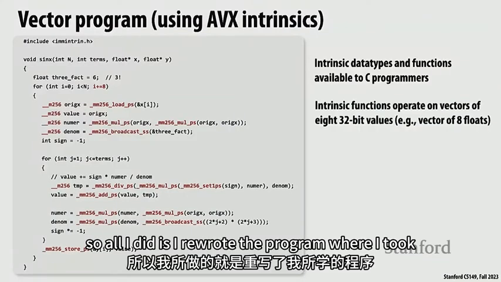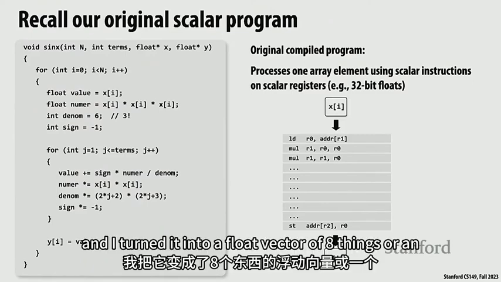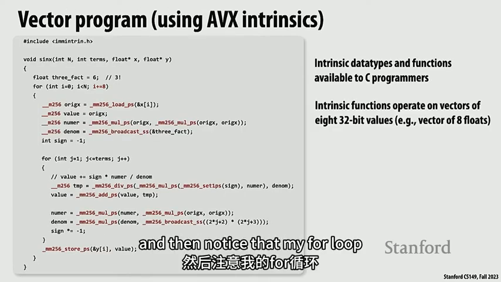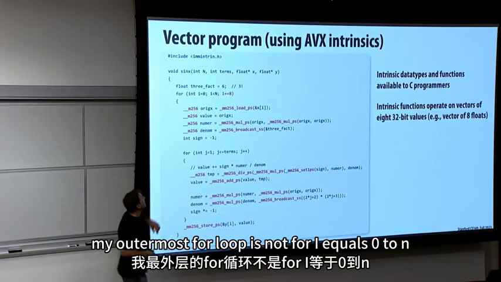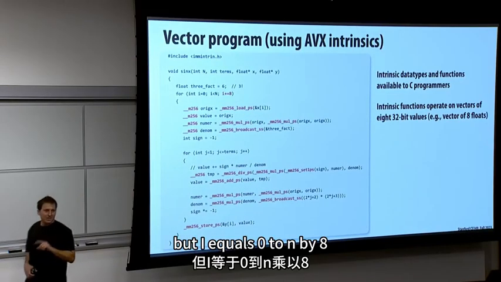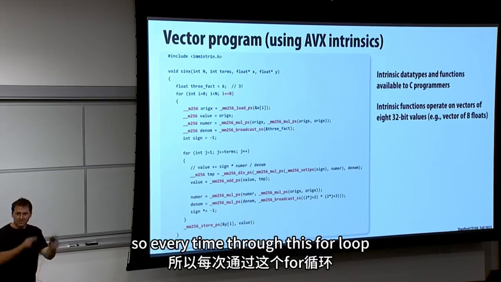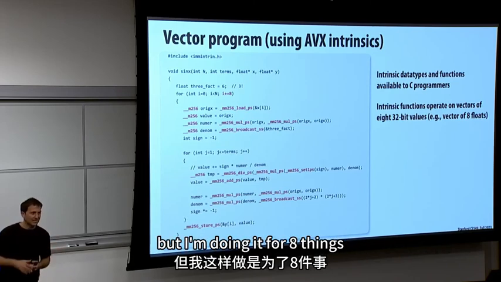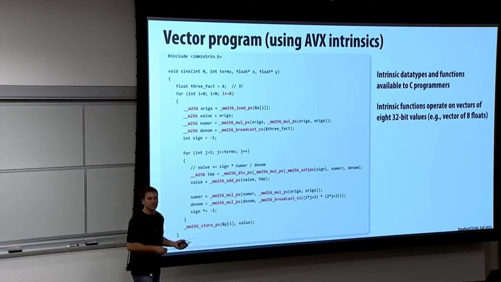Okay, so all I did is I rewrote the program where I took here an int or a float, and I turned it into a float vector of 8 things, or an int vector of 8 things. And then notice that my outermost for loop is not for i equals 0 to n, but i equals 0 to n by 8. So every time through this for loop, I'm actually doing the same logic, but I'm doing it for 8 things. And I've also made the code almost impossible to read.